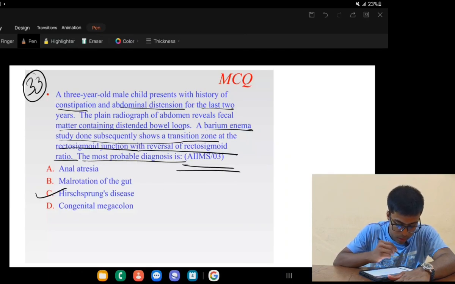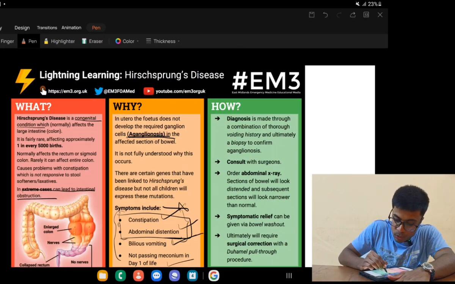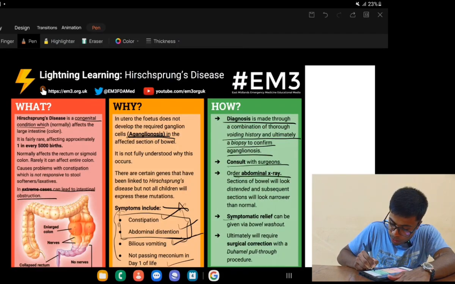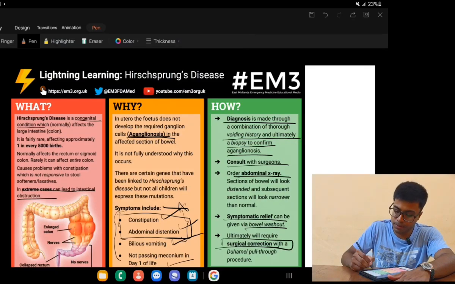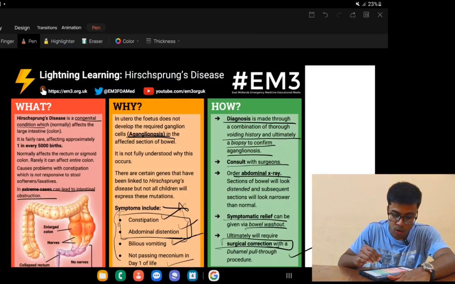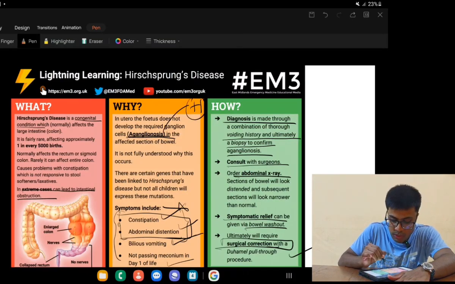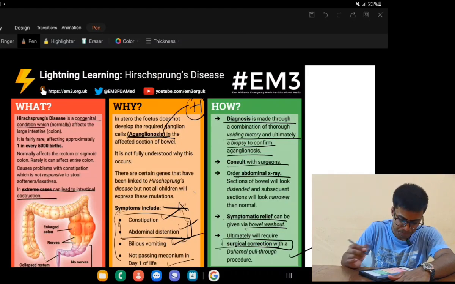So Hirschsprung disease. And now how? Diagnosis is made through a combination of history and biopsy to confirm aganglionosis. Consult with a surgeon, abdominal x-ray can be done, and symptomatic relief can be given via bowel wash. Surgical correction is the ultimate treatment. So that's the question done. In this also there will be aganglionosis, one question. Symptoms can be asked sometimes, and I guess that's the diagnosis.